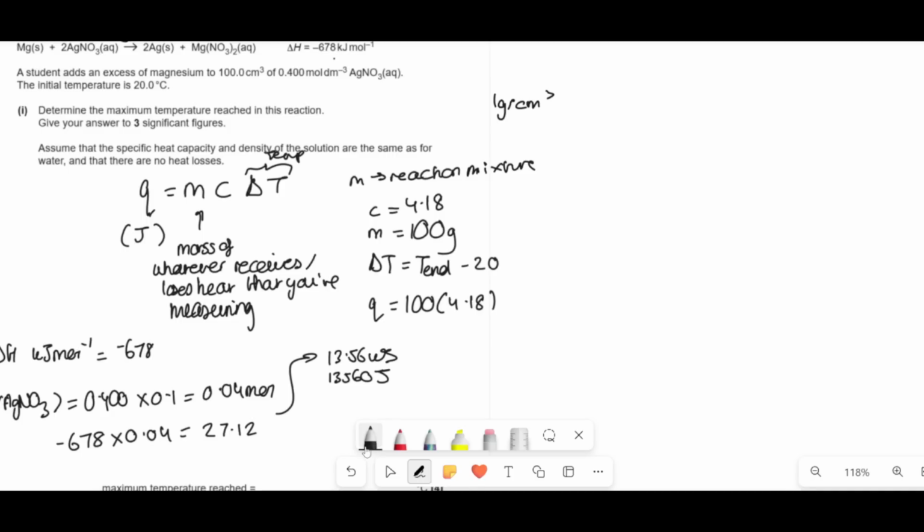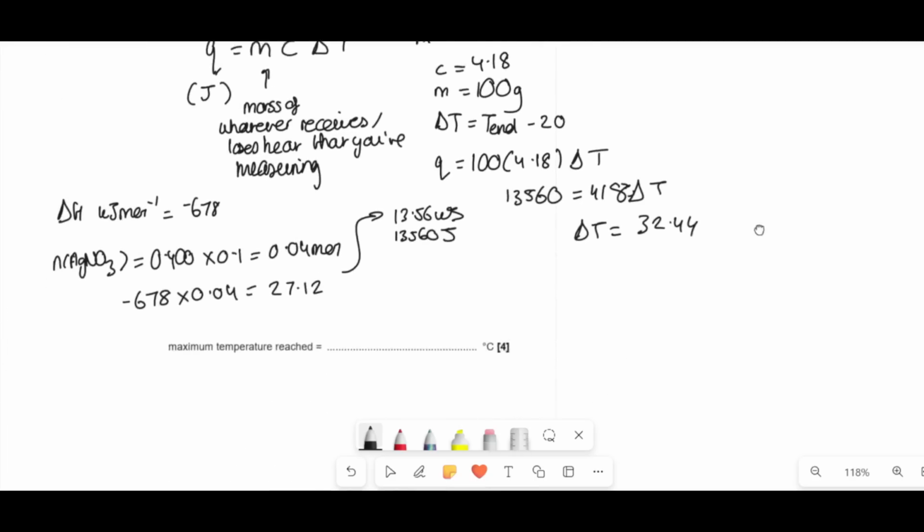Sorry, rewinding a bit, just to make this a bit tidier, I should probably have just left that as delta T, right? So that means that this 13560 joules equals 4.18 times 100, so that's going to be 418 delta T. So that means delta T is going to equal 13560 over 418, which is 32.44. Is that what the question wanted?